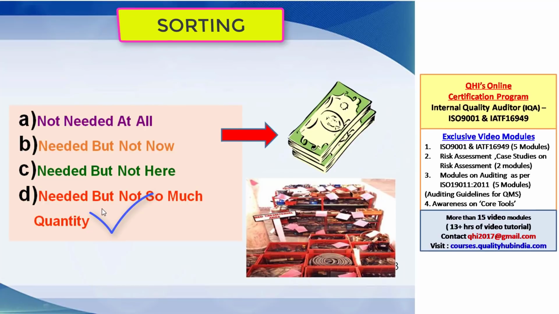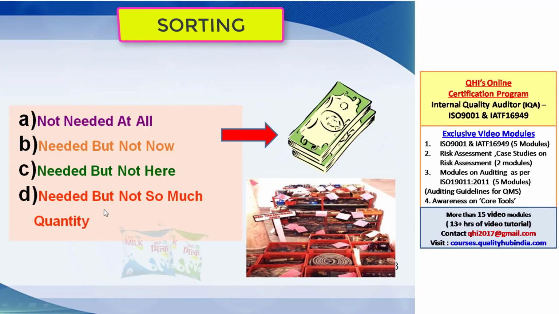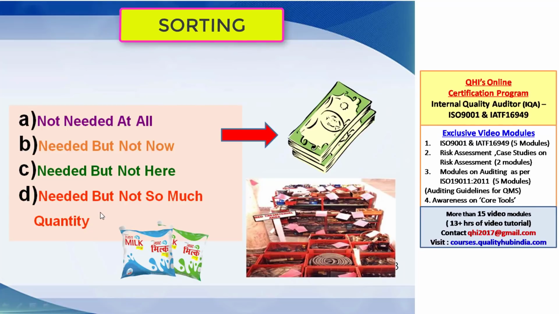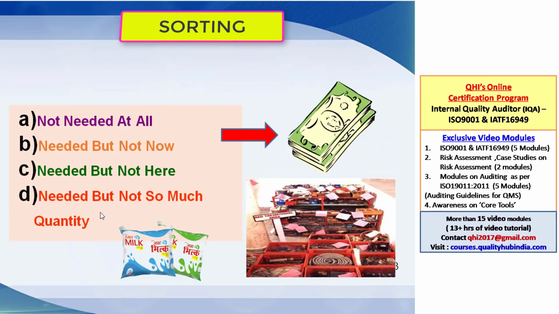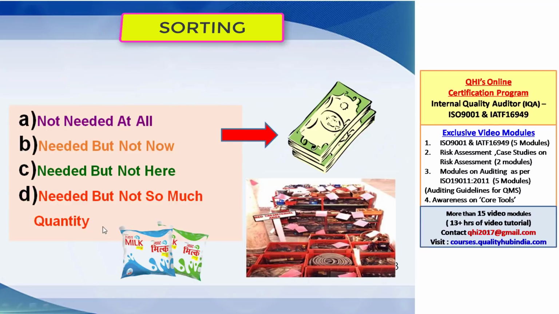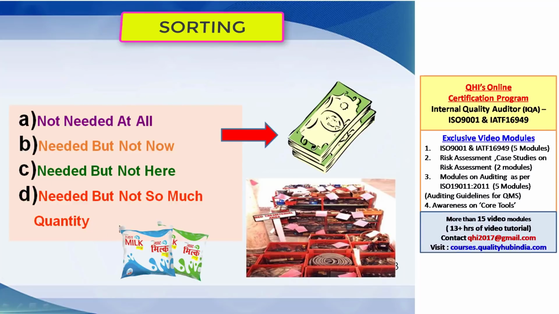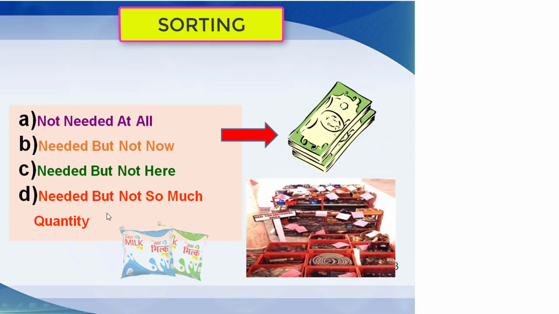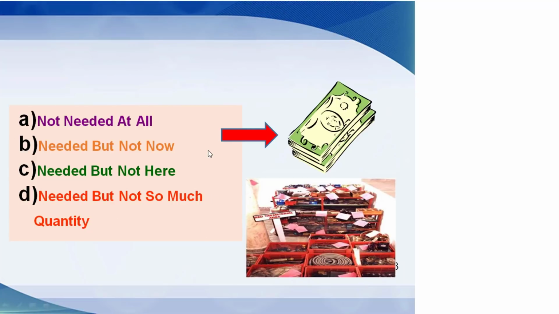If I give you a household example, we might be needing milk every day, but we may not be buying the milk for a month as a whole. We might be procuring on a daily basis. That means we are not keeping inventory for a longer period of time. So basically this point focuses on inventory management. Needed but not so much quantity. We should be focusing and managing the materials in the amount needed on a routine basis. So these are the common 4 aspects being used in 1S or sorting.